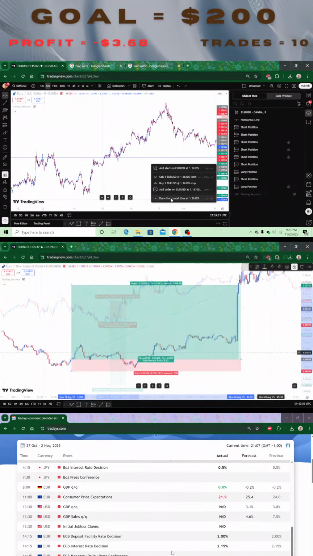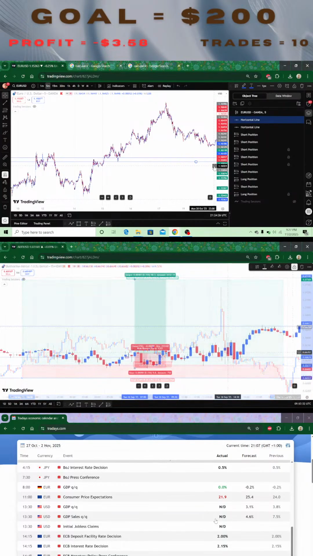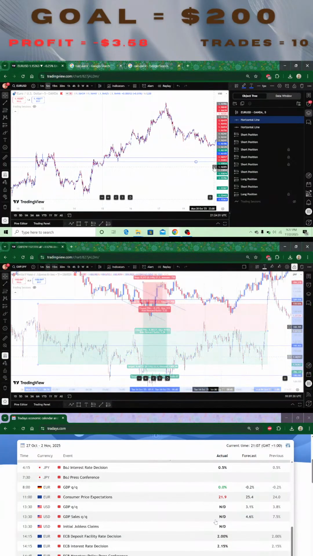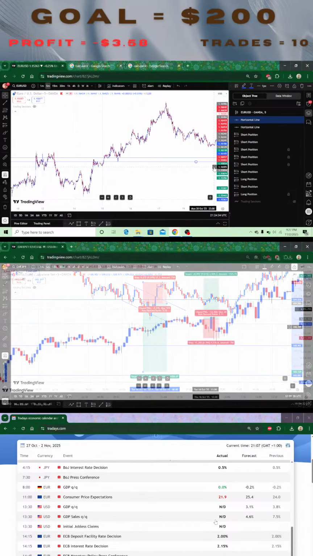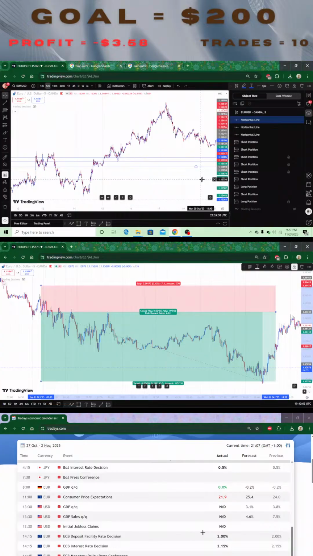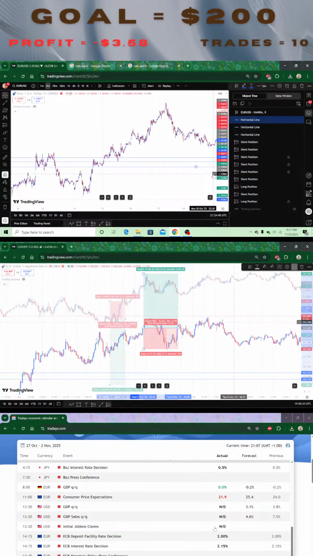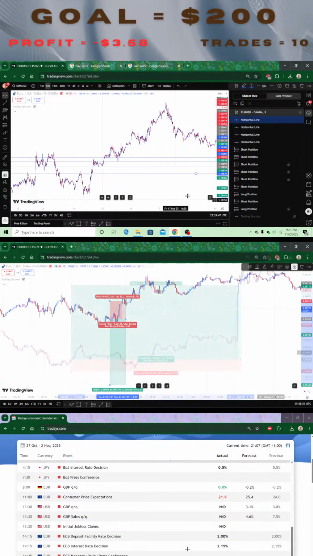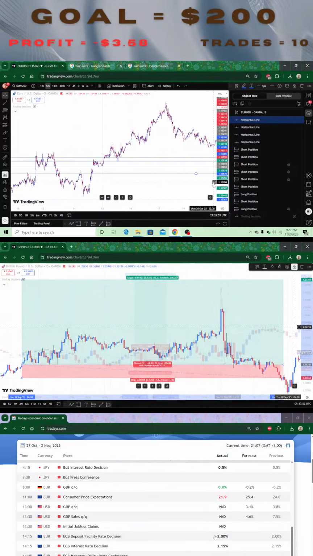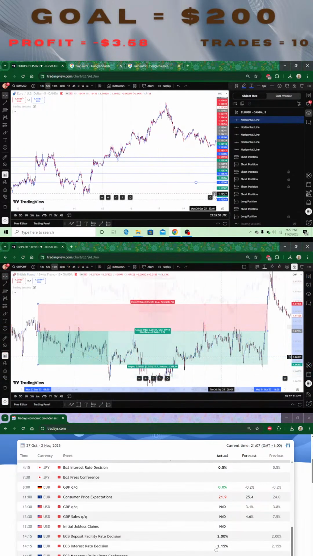I'm trying to draw more. This is one. This is two. I don't know if you guys are seeing what I'm saying. This is two, this is the second one. And where's the next one? This is three. Are you guys seeing what I'm drawing right now? And this is four, and this is five.